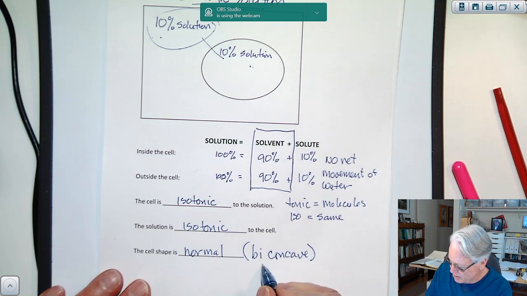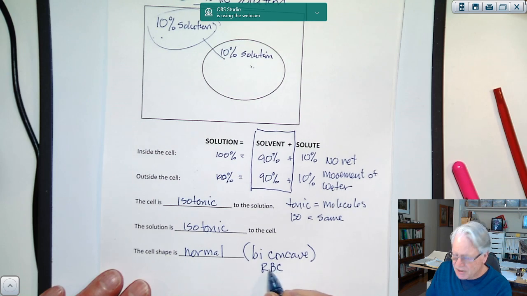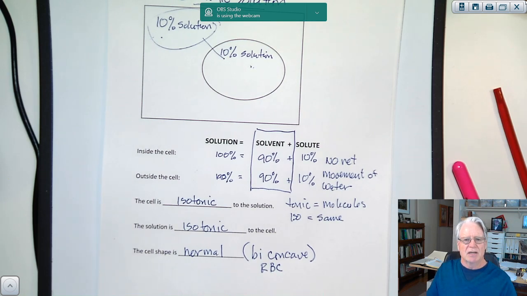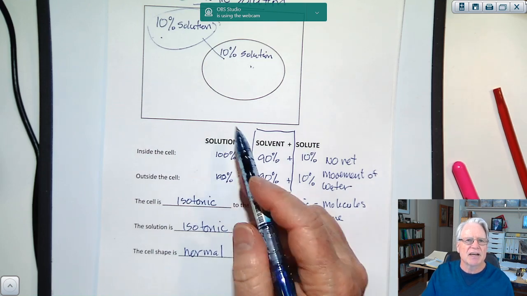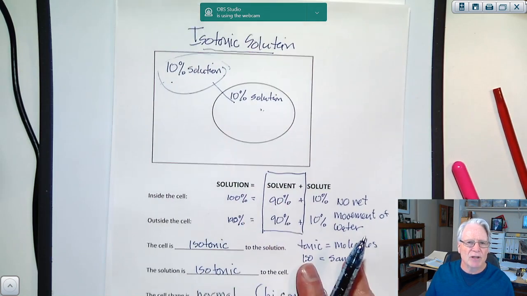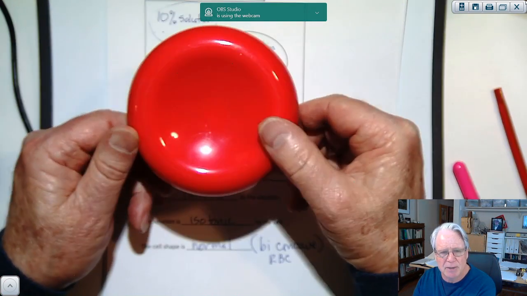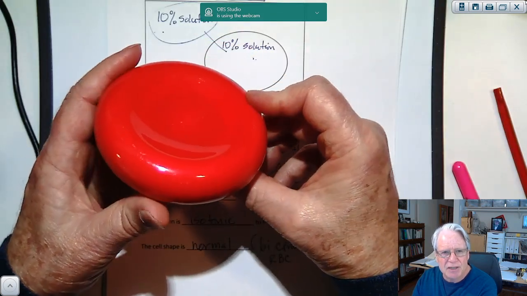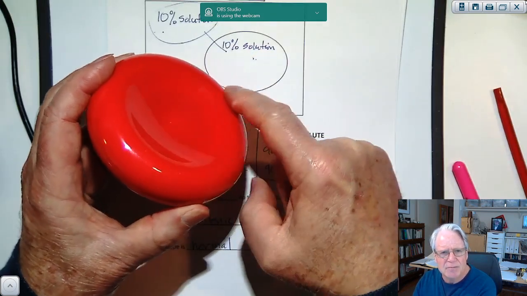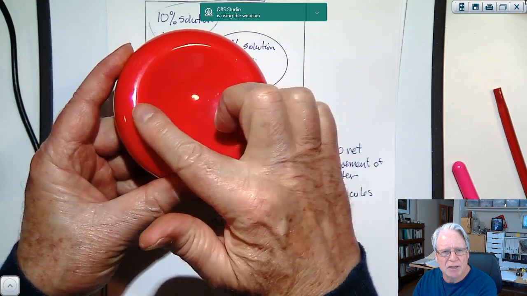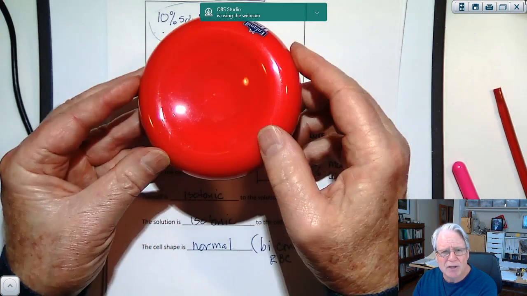Only in the case of a red blood cell. Other cells have other shapes. But if we put red blood cells in an isotonic solution, what we'll have is a cell that has a normal shape or its normal biconcave shape. So this is what we're talking about. Notice this little indentation here and over here, little indentation there. What is that all about?